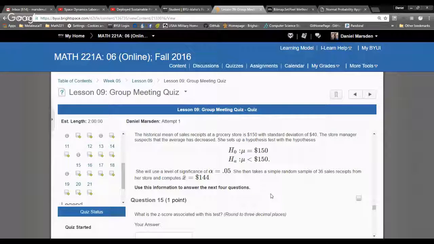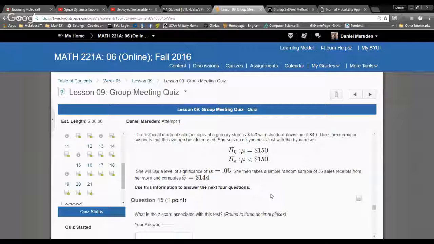Almost. All right, the historical mean of sales receipts at a grocery store is $150, with a standard deviation of $40. The store manager suspects that the average has decreased. She sets up a hypothesis test. The null hypothesis is that the mean is $150. The alternative hypothesis is that it's less than 150.